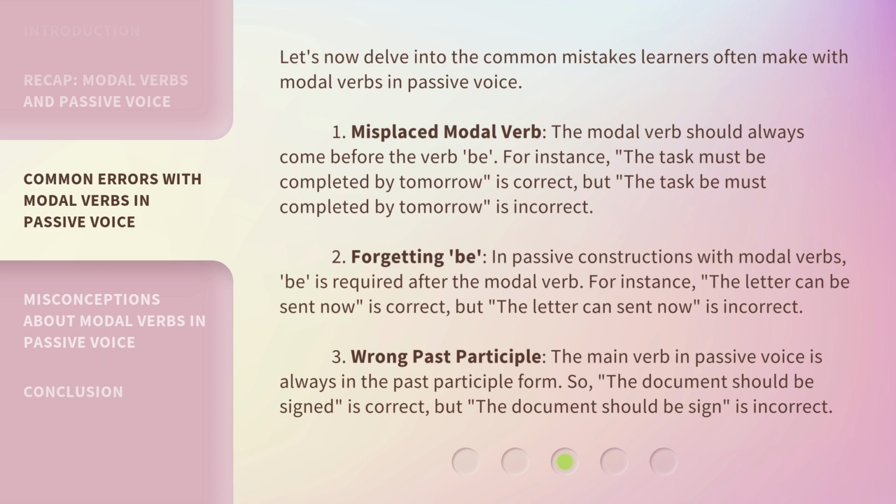incorrect. 2. Forgetting be. In passive constructions with modal verbs, be is required after the modal verb. For instance, the letter can be sent now is correct, but the letter can sent now is incorrect.